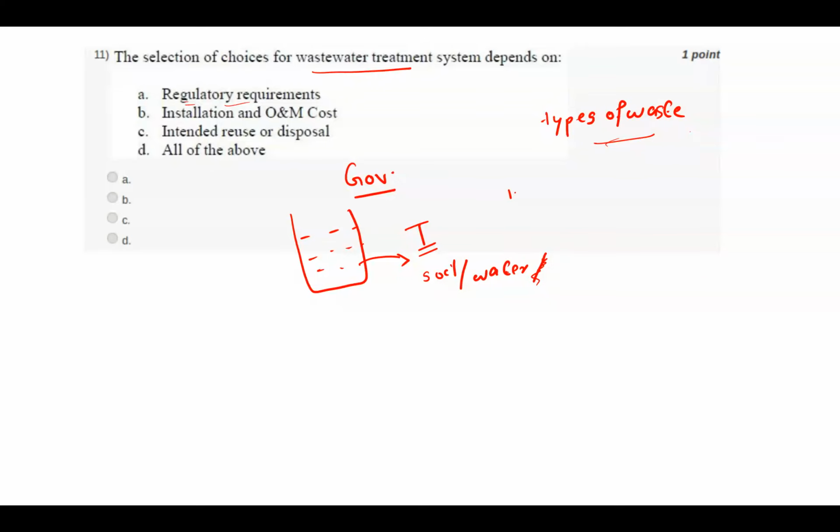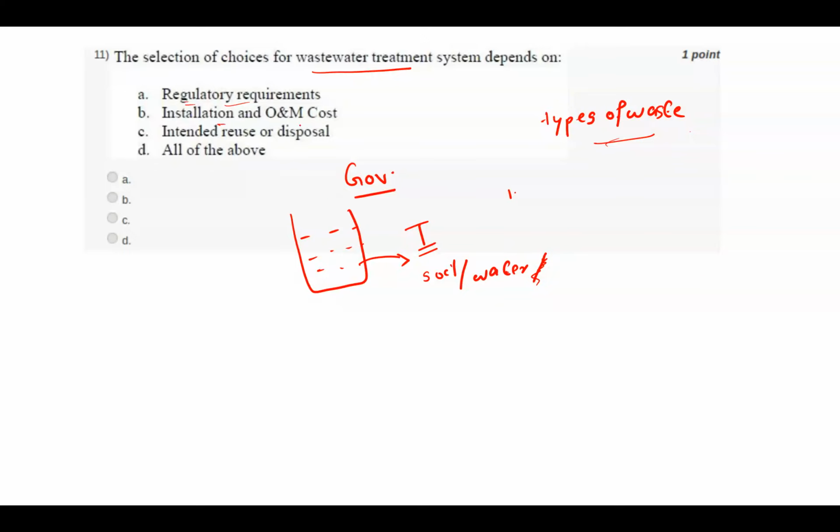Also, if you want it for consumption, then there is also a regulatory requirement, that there will be a permitted level of elements in the water. So all these things come under the regulatory requirement, safe disposal, or for further usage, how much chemical composition and level of chemicals can be accepted.